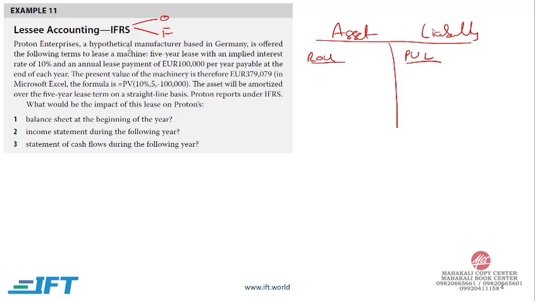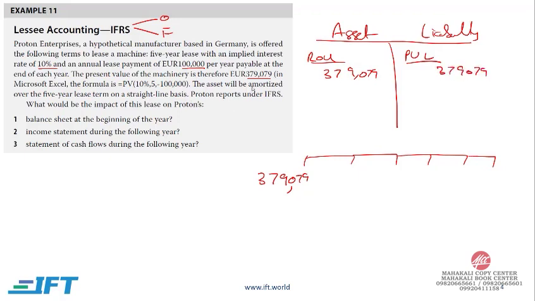Now, Proton Enterprises, a hypothetical manufacturer based in Germany, is offered the following terms to lease a machine: a 5-year lease with an implied interest rate of 10% and an annual lease payment of 100,000 per year payable at the end of each year. So 1, 2, 3, 4, 5. The present value of the machinery is therefore 379,079. This would be recorded in assets as right of use 379,079, and the present value of the liability is also 379,079. The asset will be amortized over the 5-year lease term on a straight-line basis.